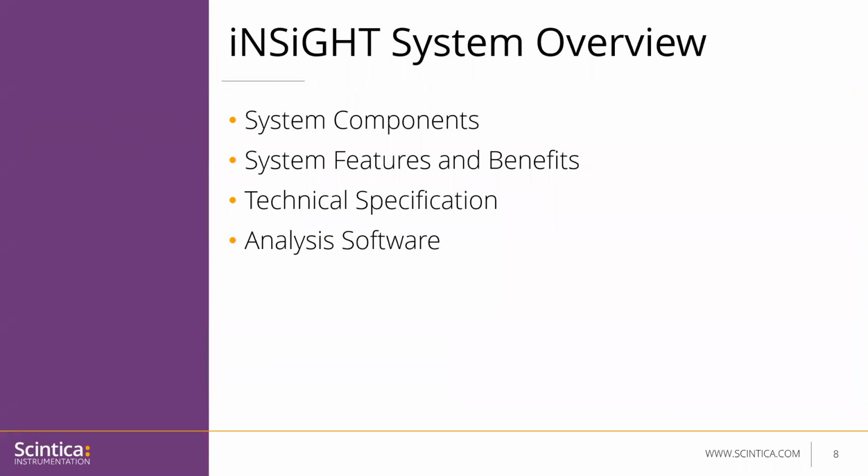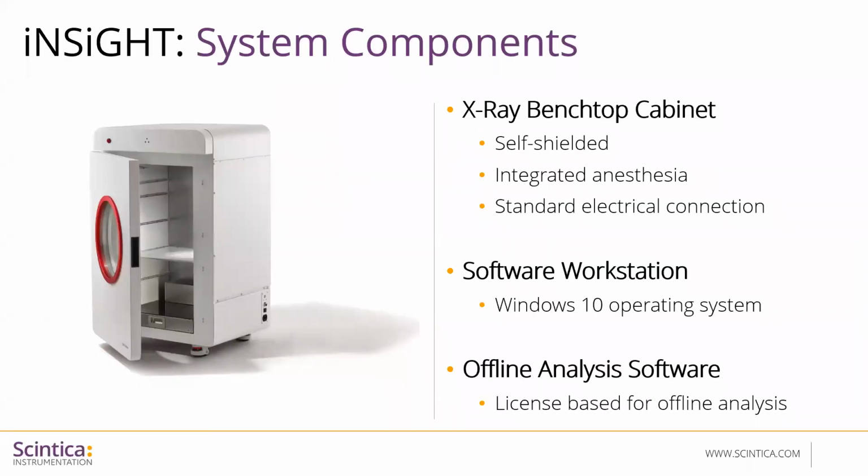Okay. The iNSiGHT system itself, we'll talk a little bit about the different components of the system, the features and benefits, the technical specifications, as well as the software, and then we'll jump in real time to seeing the system in action. So this is what the system looks like itself. You can see that there's a window on the front that we'll see is very important for being able to monitor the animal while you're doing the imaging, the tray on which the animal sits, and it does also have integrated anesthesia for isoflurane if you choose to use that method of anesthesia.